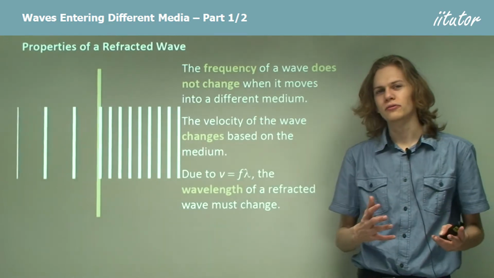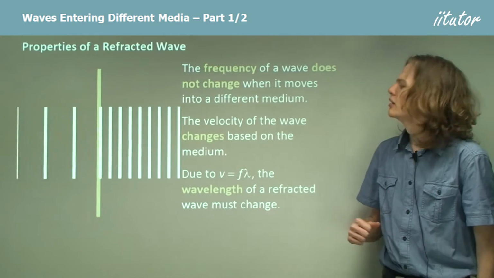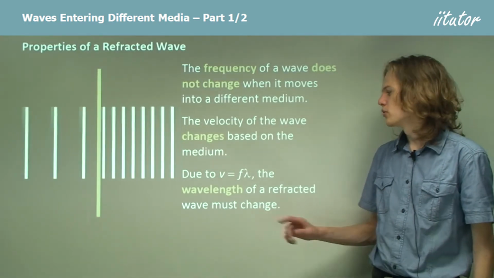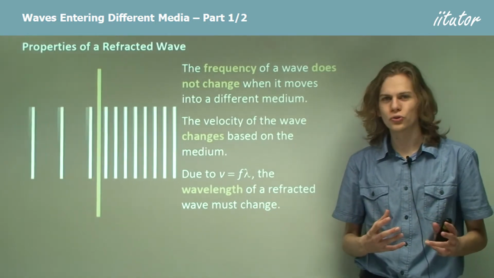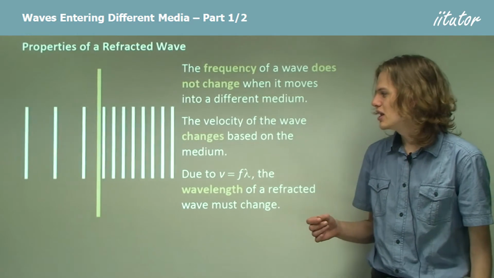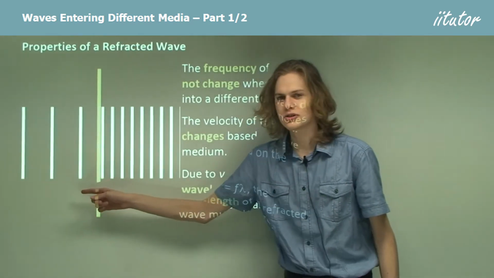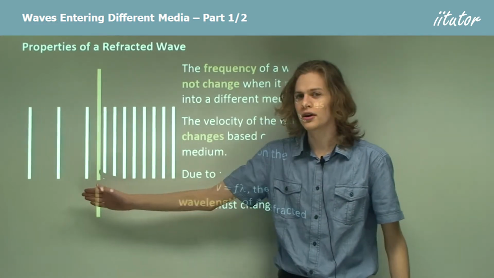And because we have, of course, our equation, v equals f lambda, we can see that if the velocity of the wave changes, but the frequency stays the same, then the wavelength will also change. And indeed, we can see that the wavelength, that is the distance between two successive wavefronts, is very different on each side of this diagram.